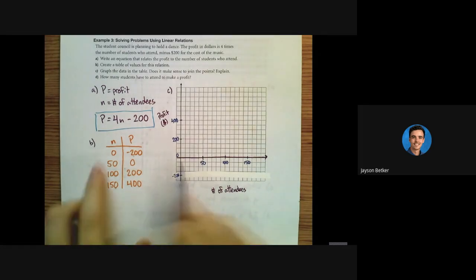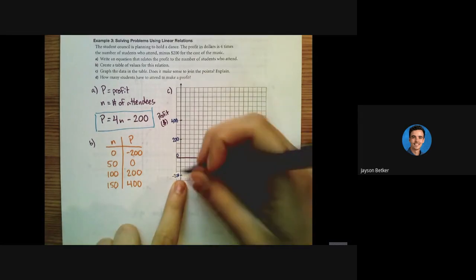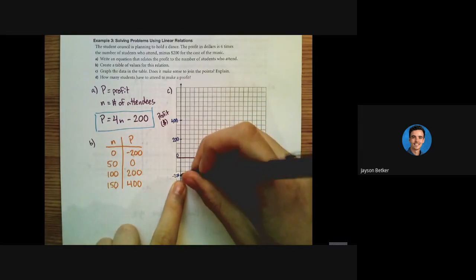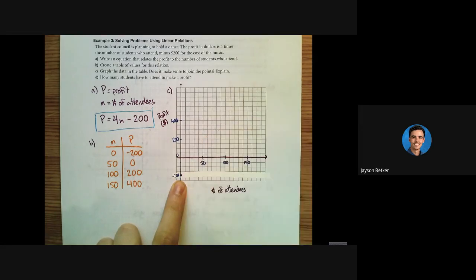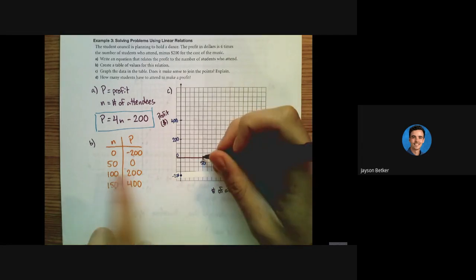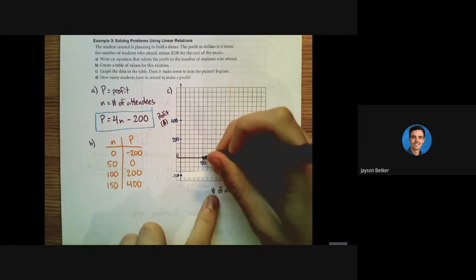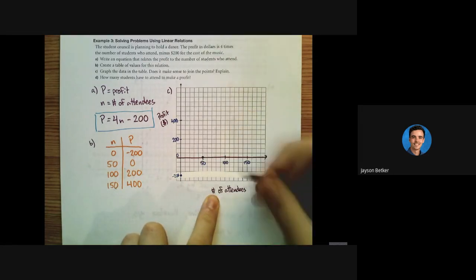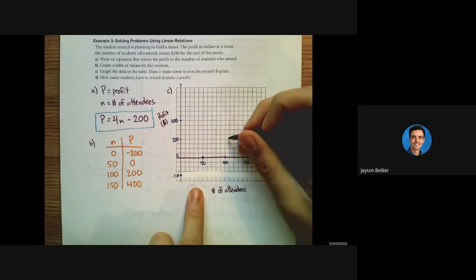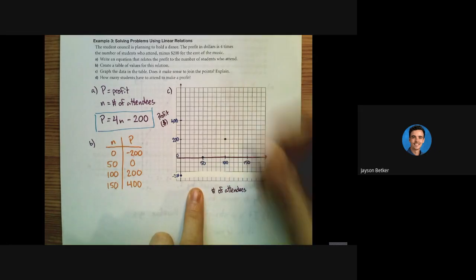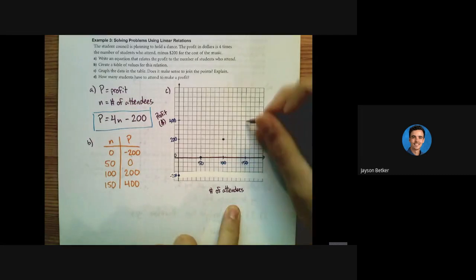So we've got an n number of 0 gives us a negative 200. A 50 gives us 0. And then 100 gives us $200, and 150 gives us $400.